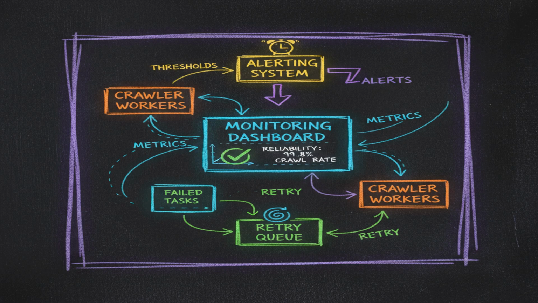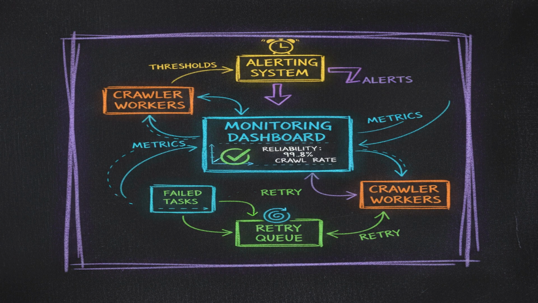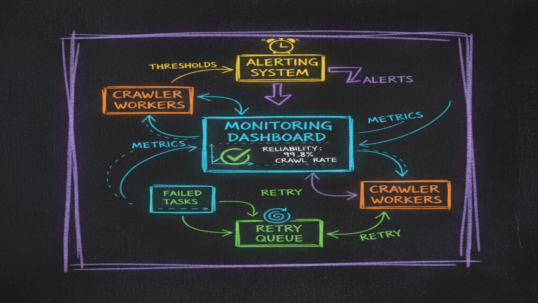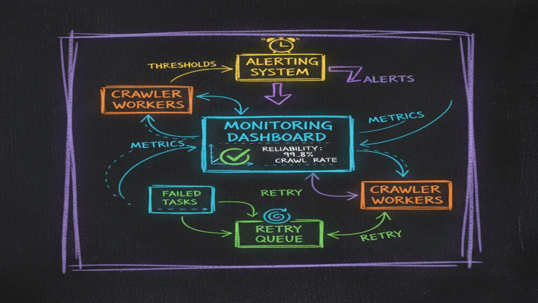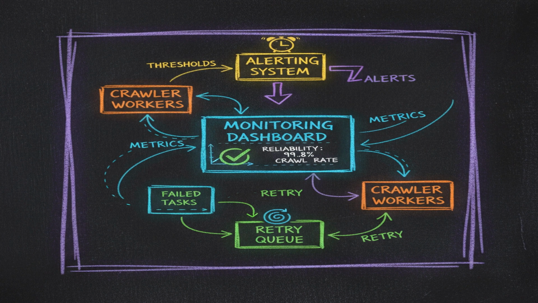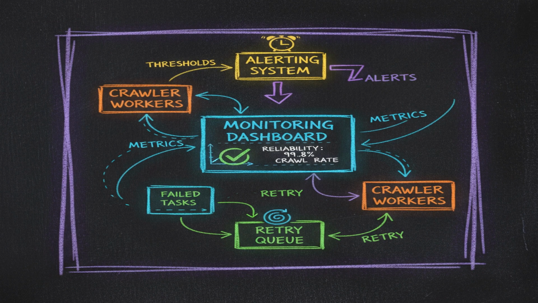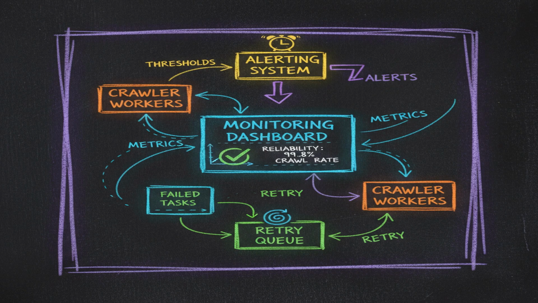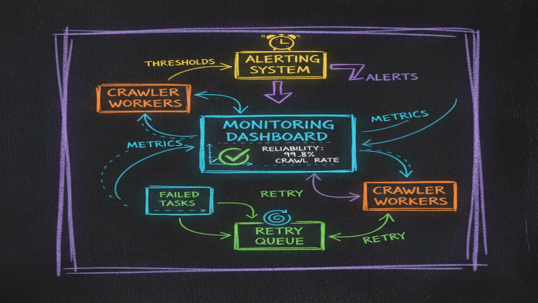This brings us to a crucial challenge, reliability and operations. We need to ensure the crawler is fault tolerant. If a crawler worker fails, the URL frontier should automatically requeue the task. Monitoring is essential for detecting issues. We can monitor metrics like crawl rate, error rate, and CPU utilization. Alerting allows us to respond quickly to problems. We can set up alerts for high error rates or low crawl rates.